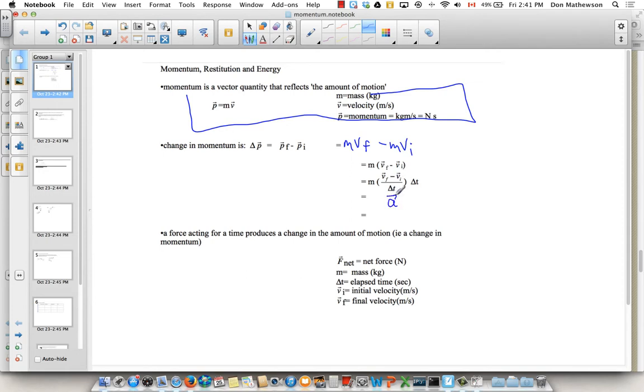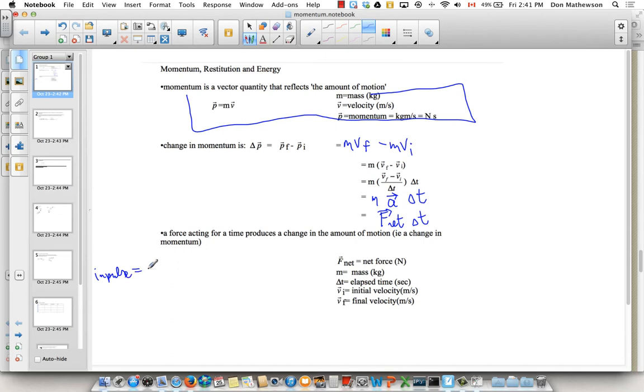Really, it's only the acceleration for the case where the acceleration is constant, but that covers the case of interest to us. So the constant acceleration equals this ratio, and the product of mass times acceleration is net force. So we've shown that the product of net force and time is the momentum change. This is known as the impulse momentum theorem.